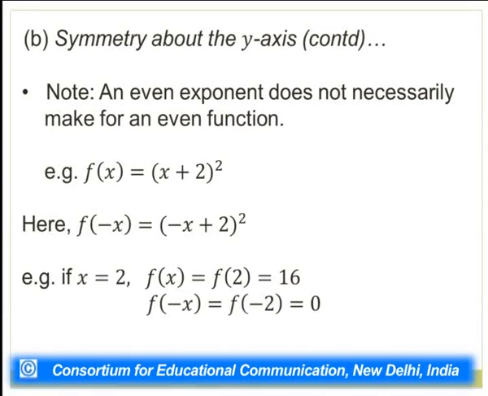And to see things even more precisely, let's take some numbers. So, for example, if x is equal to 2, then f(x) is equal to f(2), which is (2 plus 2) squared, which is 16. But f(minus 2), which is f(minus x), is going to be (minus 2 plus 2), which is 0. So, 0 squared is 0. And clearly, we see here that f(minus x) is not the same as f(x). So, just because you have an even exponent, don't jump to the conclusion that that will make for an even function.